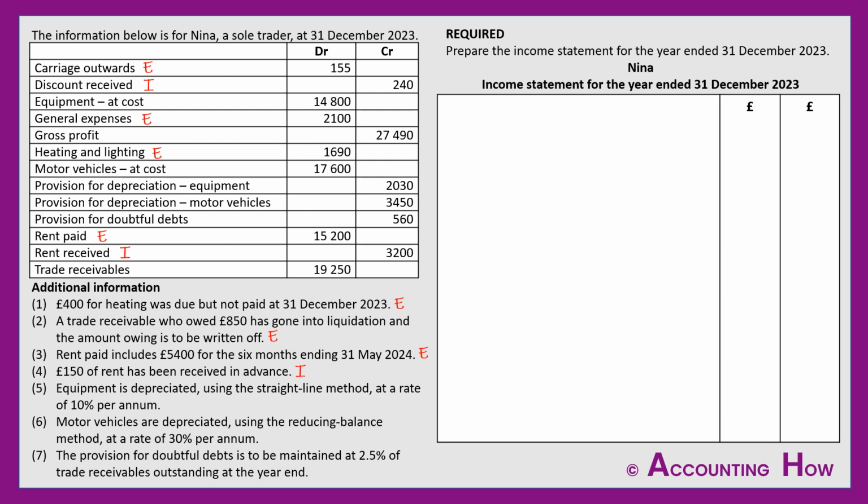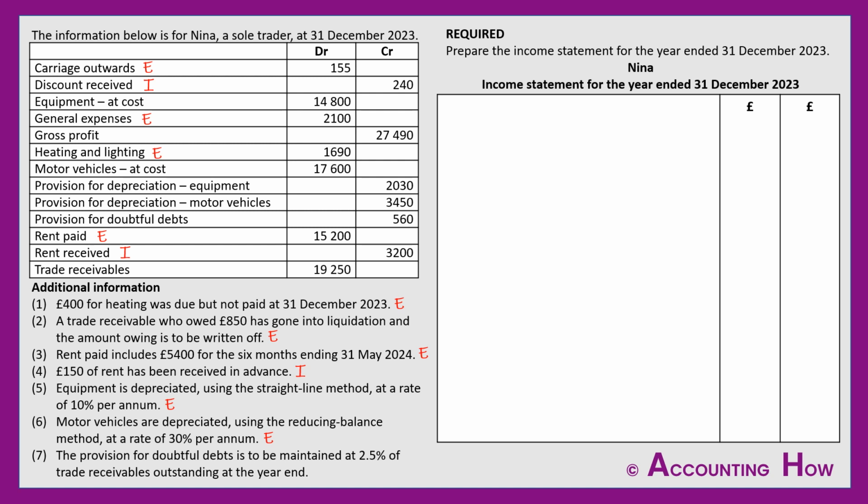Equipment is depreciated using the straight line method at a rate of 10% per annum. So we need to work out how much we're writing off this year as the equipment's got that little bit older, that bit more wear and tear. And the bit that we write off will be an expense. So I'm going to put an E ready. Similarly, motor vehicles need depreciating, this time reducing balance, but that's going to be another expense. We've got to write off a bit more of their value.